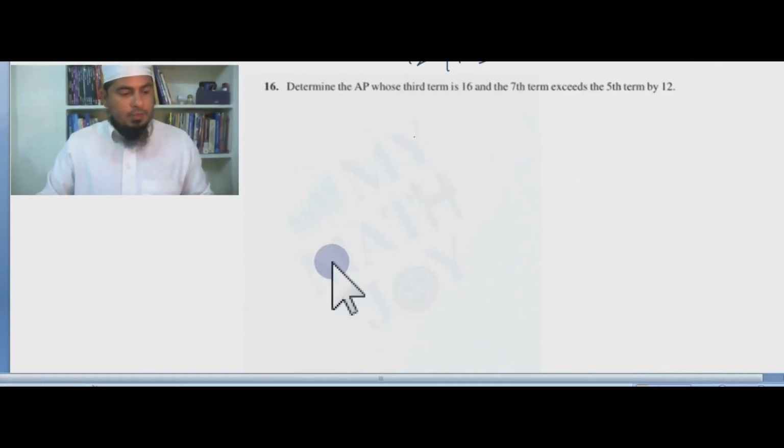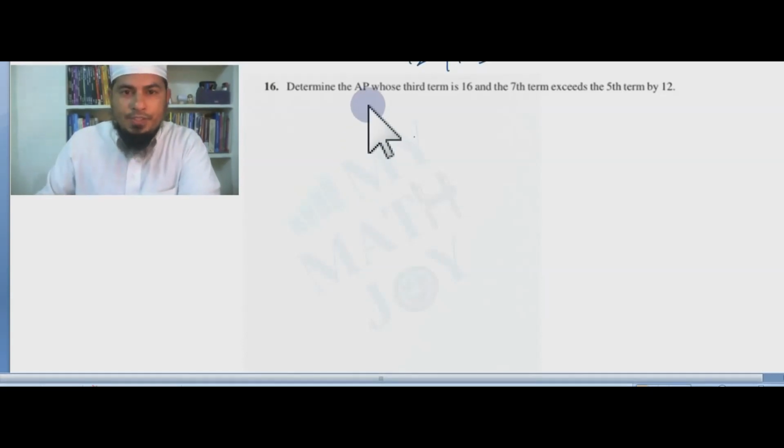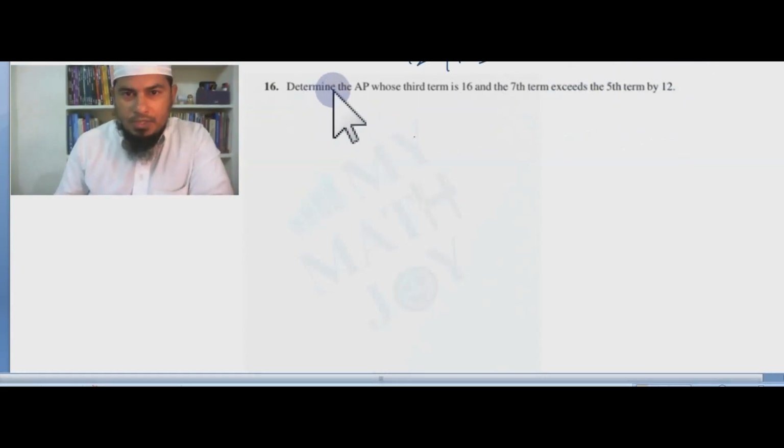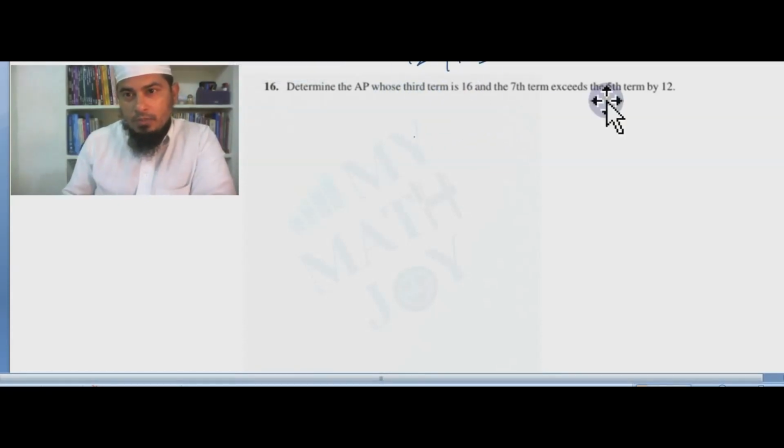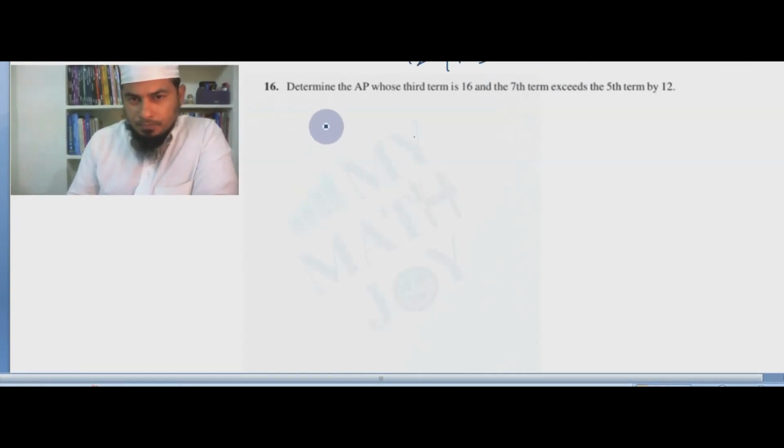So I got the next question in front of us. The 16th question is telling: determine the AP whose third term is 16 and whose 7th term exceeds the 5th term by 12. The question is interesting. So according to the mathematical expression, let us convert that into algebraic form.